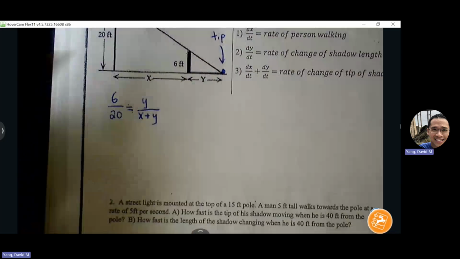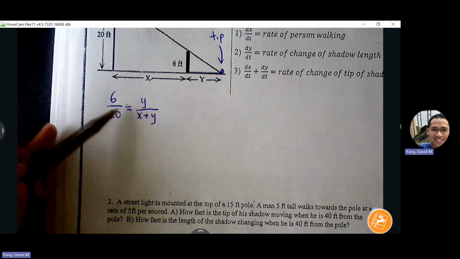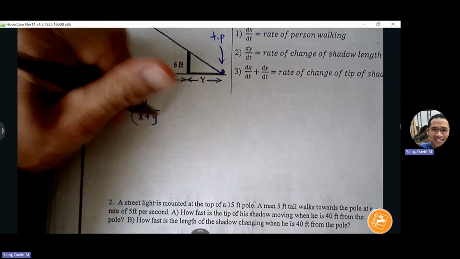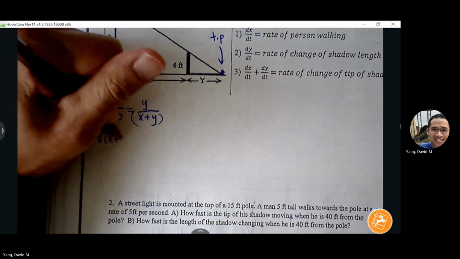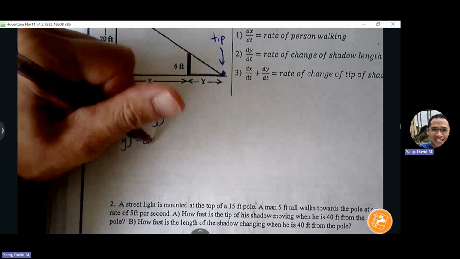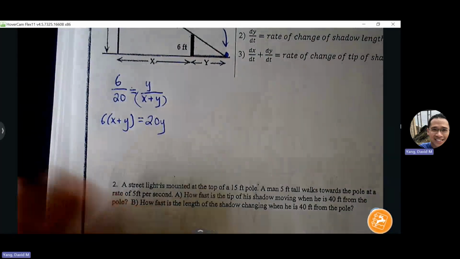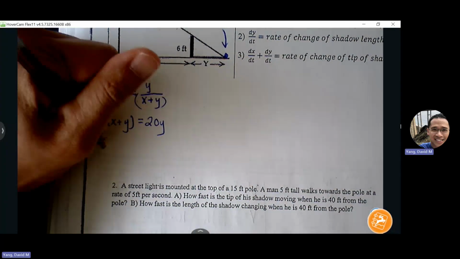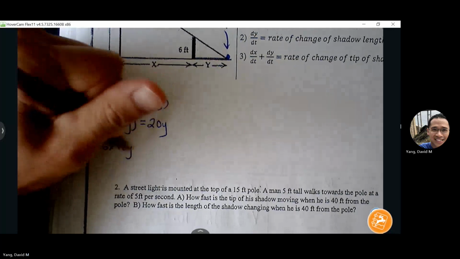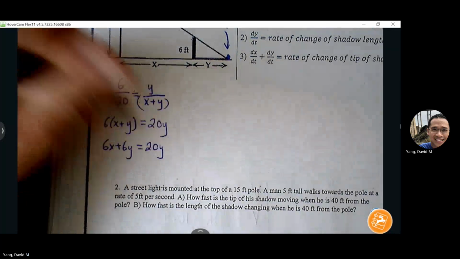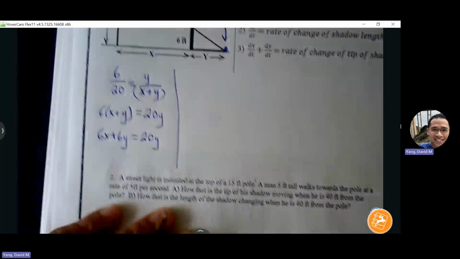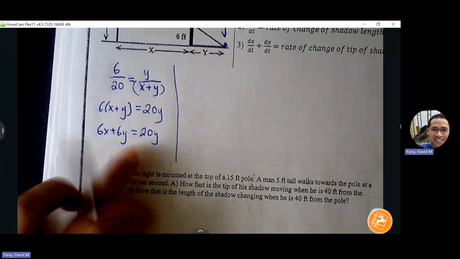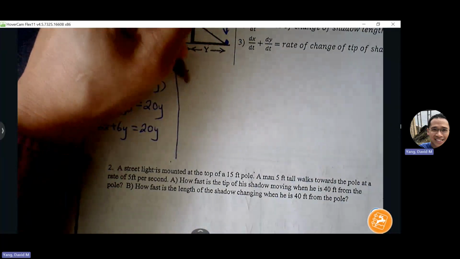Okay, let's cross multiply here. We eventually want to find the derivative, but it's easier to find the derivative when we don't have to stare at a fraction. So if I cross multiply here, I get 6 times x plus y is equal to 20y. Let's distribute, combine like terms. Okay. What like terms can I combine here? 6y, subtract from both sides. I get 6x equals 14y.